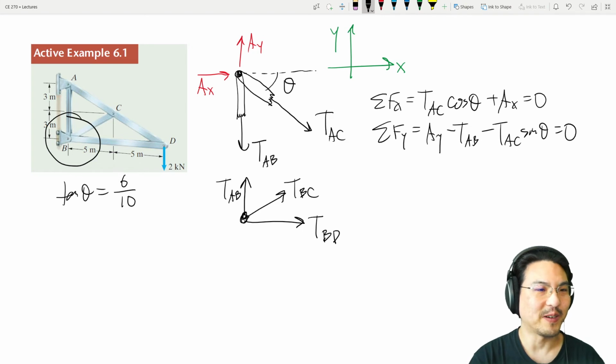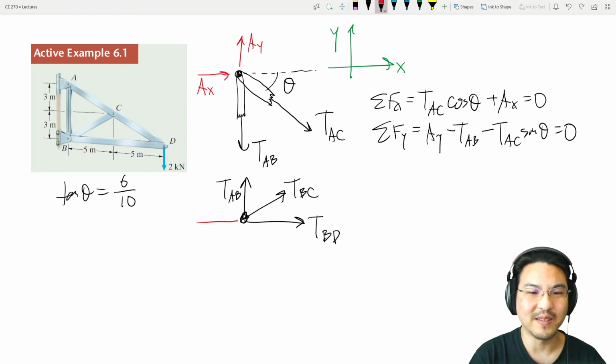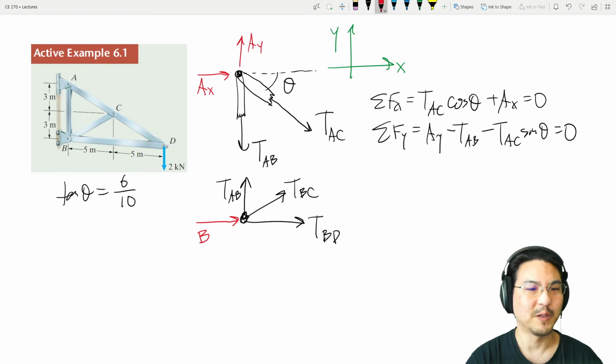And then let's not forget that there's the roller support here. So there's got to be a reaction here from the roller support, which only has an x component. So here we go.